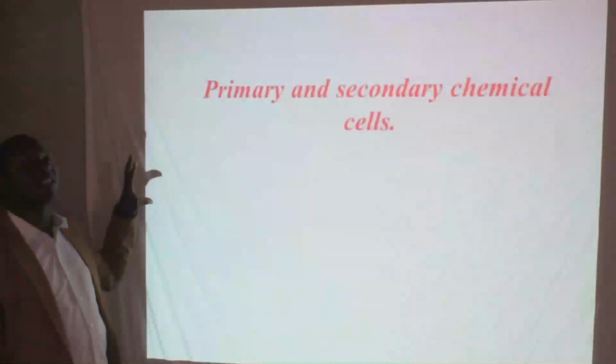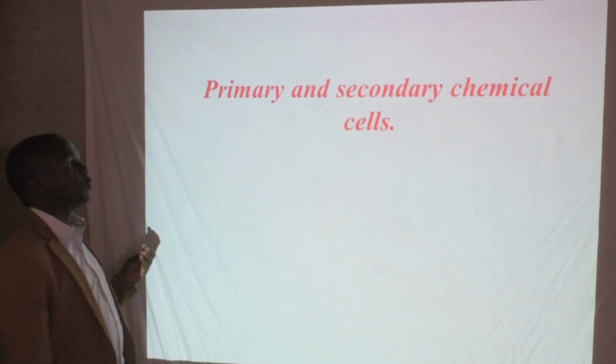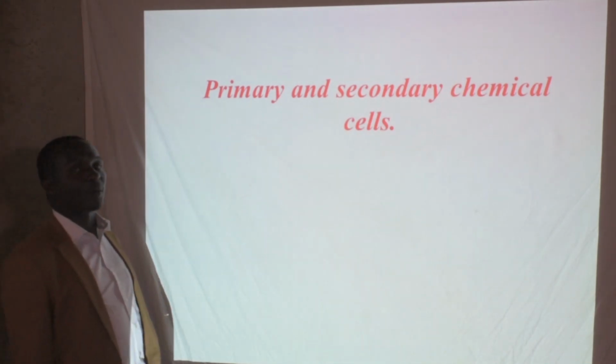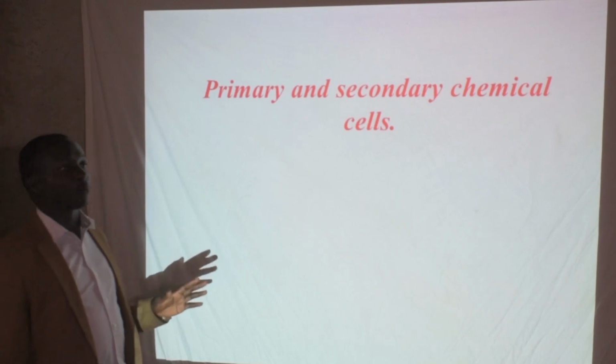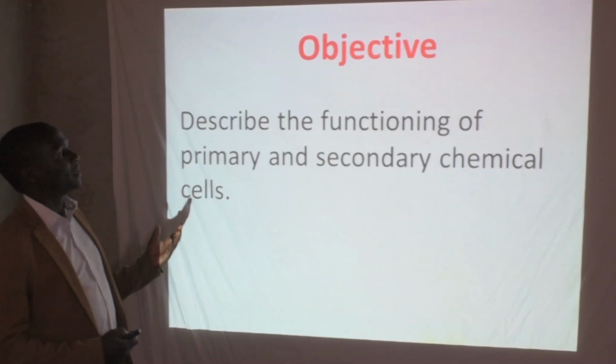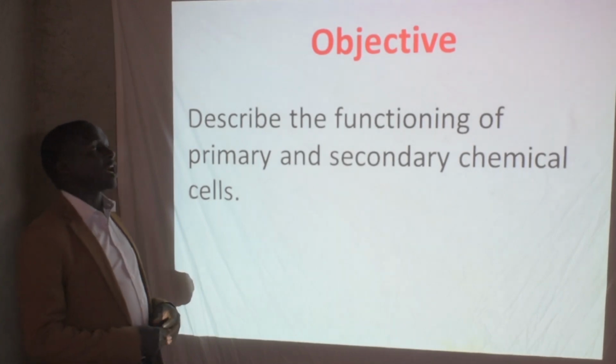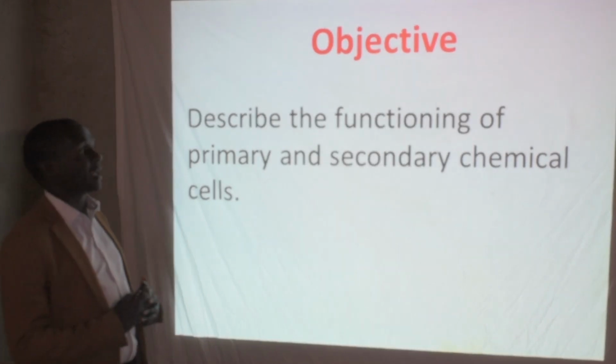So you see how important this topic is, that we are studying something which is going to give us energy, which we can use in our homes to run several projects, give us light and enable us to operate our electrical devices. The objective of this lesson is to describe the functioning of the primary and the secondary chemical cells. Remember, here we are focusing on the functioning.